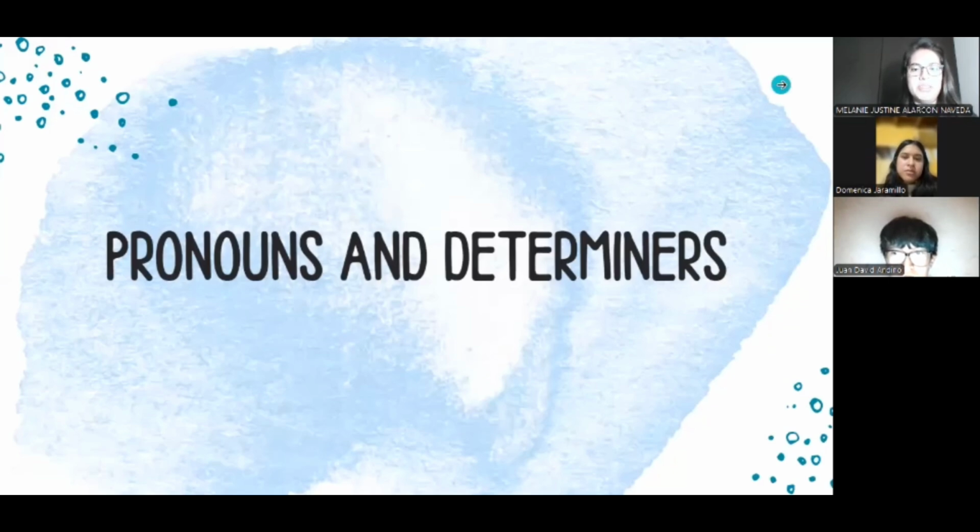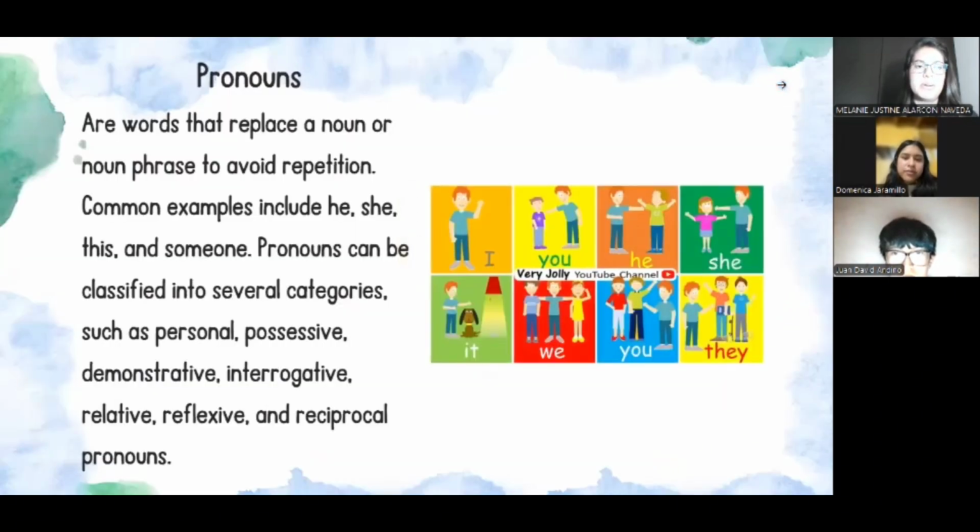Pronouns and determiners. Pronouns are words that replace a noun or noun phrase to avoid repetition. Common examples include he, she, it, and someone. Pronouns can be classified into several categories, such as personal, possessive, demonstrative, interrogative, relative, reflexive, and reciprocal pronouns.